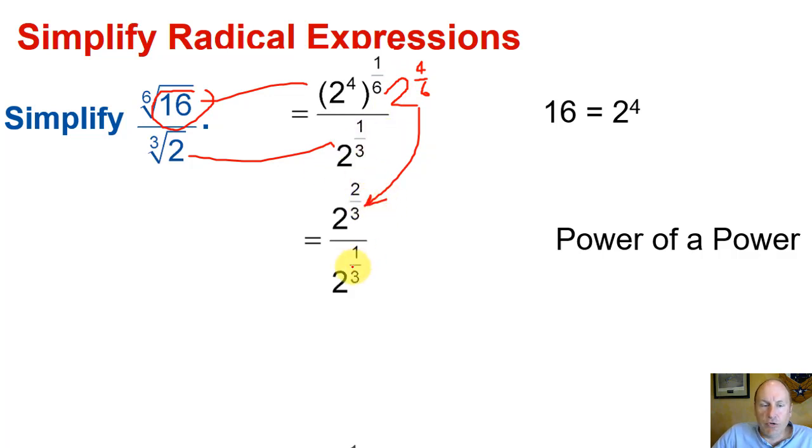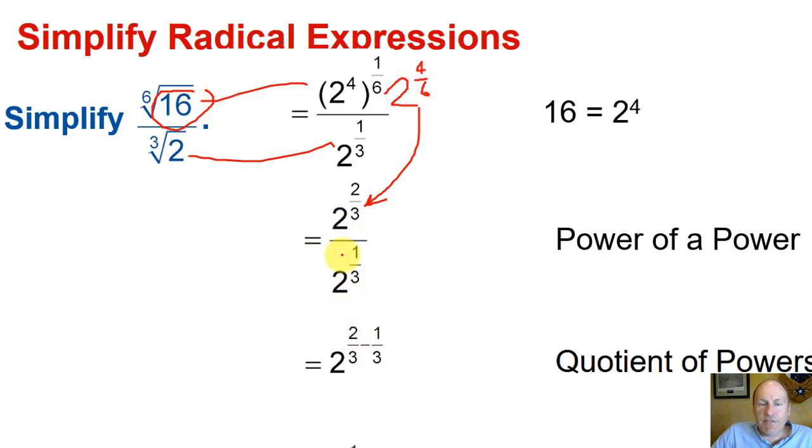The denominator is already 2 to the 1/3, so I have 2 to the 2/3 divided by 2 to the 1/3. Because I have the same base, I have a quotient of powers, and I can subtract those powers. So it becomes 2 to the 2/3 minus 1/3, or 2 to the 1/3, or just the cube root of 2.